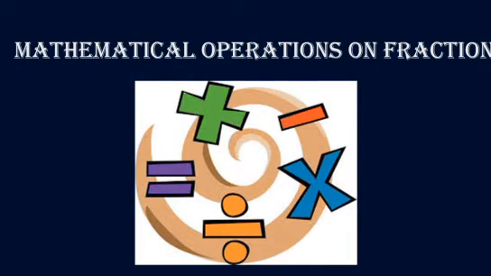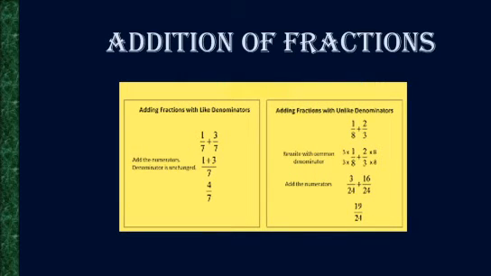Mathematical operations on fractions. Addition of fractions. Addition of fractions with like denominators. When denominators are the same, we have to add the numerators and we get the answer. Adding fractions with unlike denominators. In the first step, we have to find the LCM of the denominators. In the second step, we have to make the denominators the same by multiplying by the proper number. In the third step, add the numerators, and we get the answer.